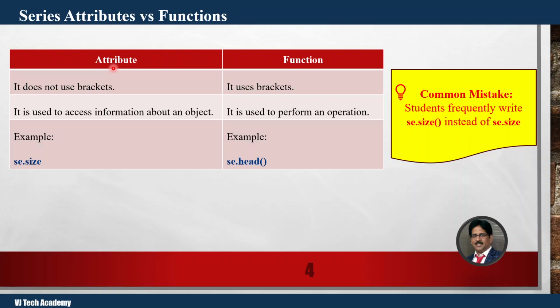Whereas attributes do not use any kind of parenthesis or any other kind of bracket. The basic use of an attribute is just to access the information about an object, or we can use the attribute to assign a value to the object, whereas a function is used to perform an operation. Any kind of operation, like what is the head function's operation? Just to fetch the first n elements of the series.